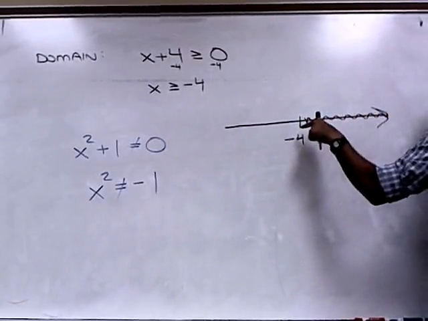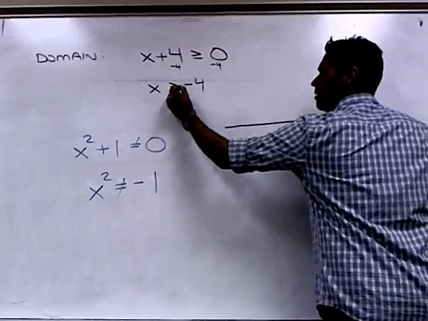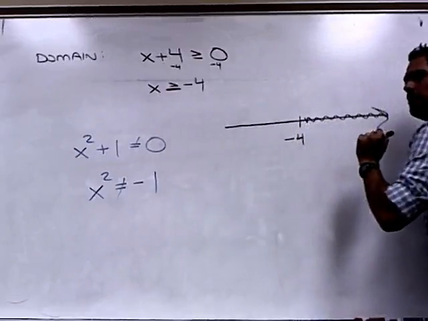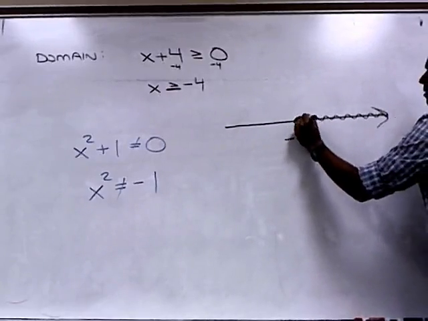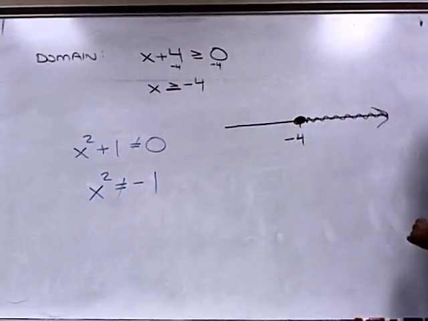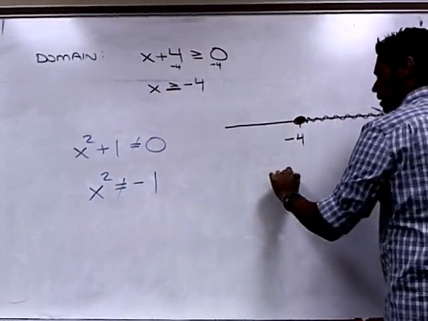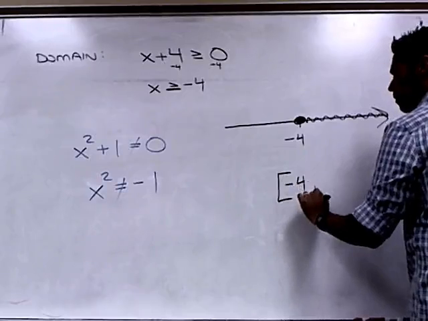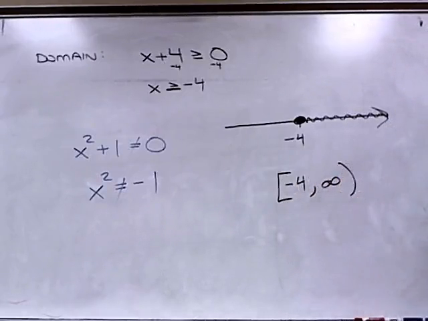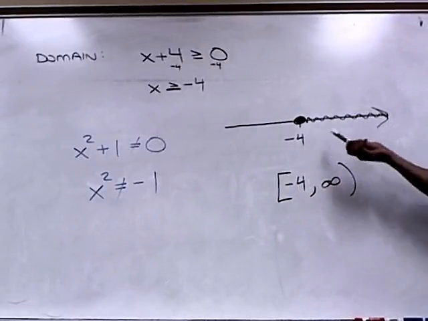Can I be -4? Yes, right. This says right here I can be equal to -4. So I include that point. So as an interval, it's from -4, including -4, all the way out to infinity. And we're done. That's the domain of this function.